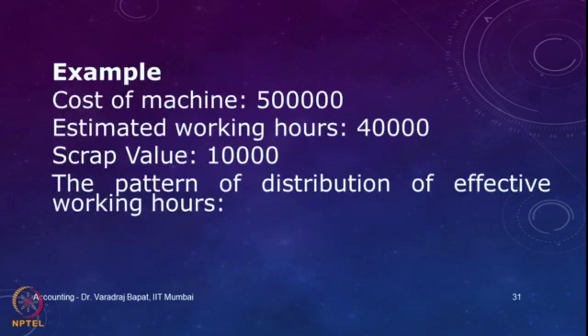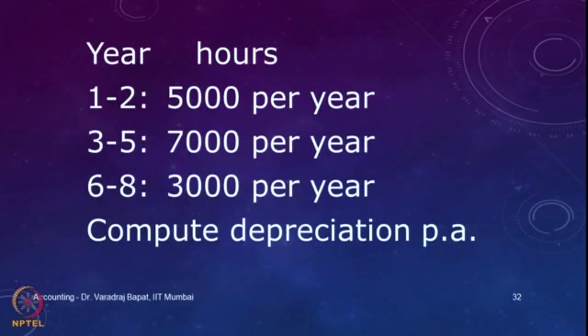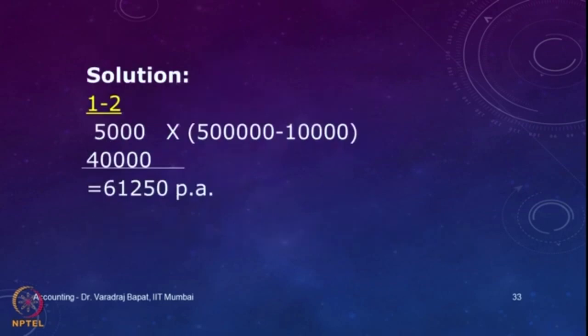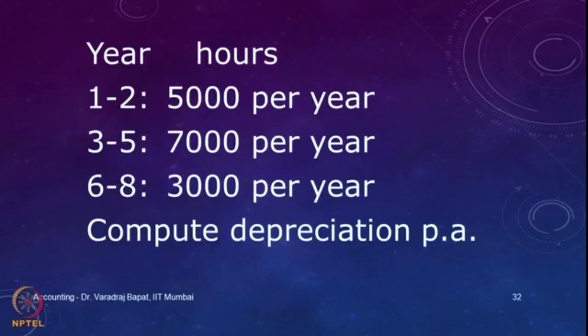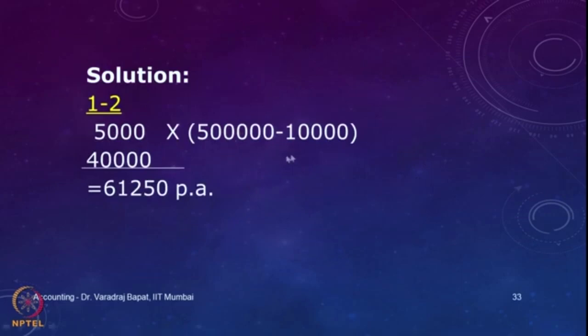Now what we will do is, we know the cost and we also know that the estimated working hours are 40,000. Scrap value is 10,000. So, instead of charging straight line depreciation which will be uniform, or instead of charging depreciation at a certain rate, we will calculate it on per hour basis, and then based on the hours in that particular year, we will compute the depreciation. For example, firstly, we know that the total number of working hours are 40,000. Now, the cost of machine is 5 lakhs minus 10,000. That means basically we have to depreciate 4,90,000 over its useful life.